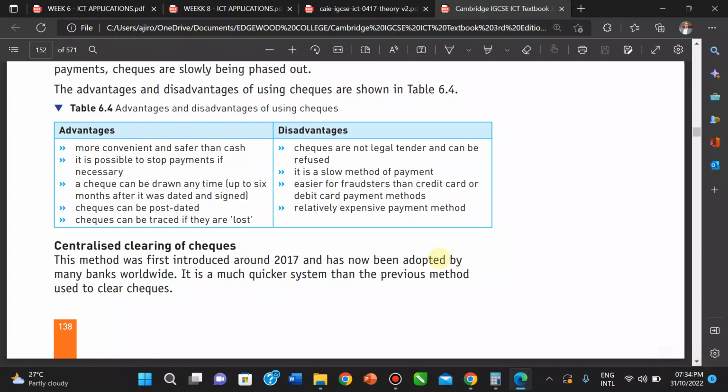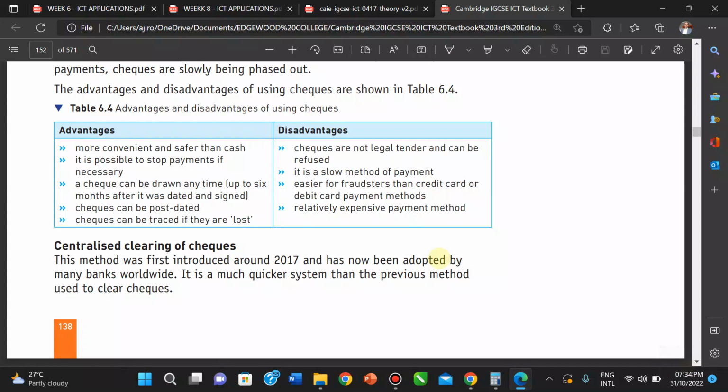Checks can be post-dated. You can write ahead for it to be paid, and checks can be traced if they are lost. If your checks are lost, they can be traced. Okay. The disadvantage is that they are not legal tender. Okay, and can be refused.